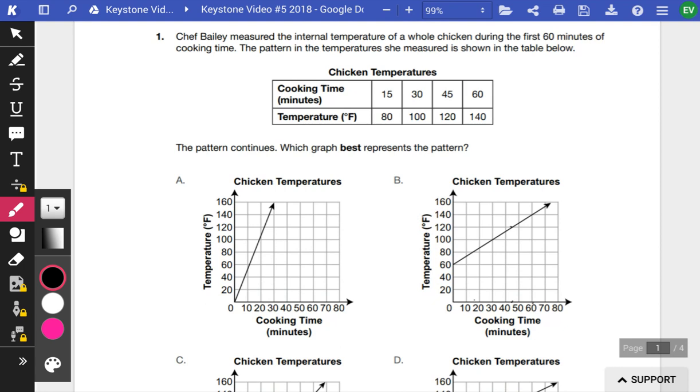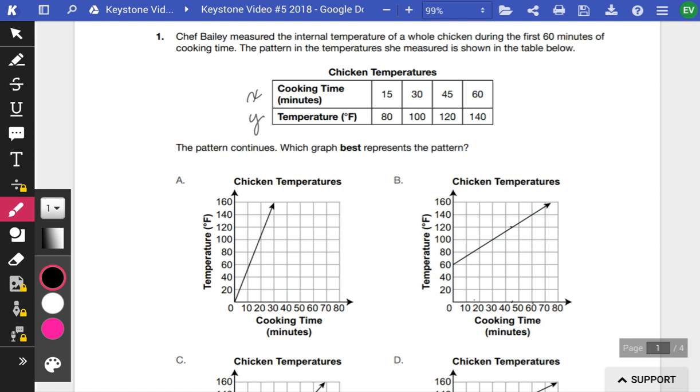Chef Bailey measured the internal temperature of a whole chicken during the first 60 minutes of cooking time. The pattern in the temperature she measured is shown in the table below. So the cooking time in minutes, that's our x value. Our temperatures, our output, is our y value. And you can see that on the graphs. Cooking time is on the x, temperature is on the y. The pattern continues, so which graph best represents the pattern?